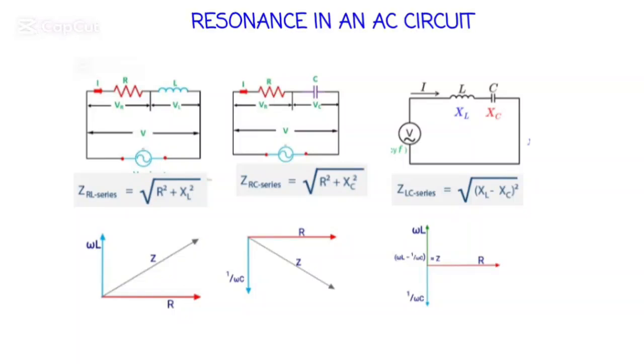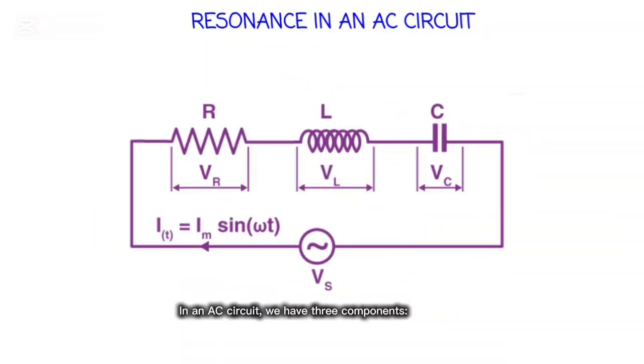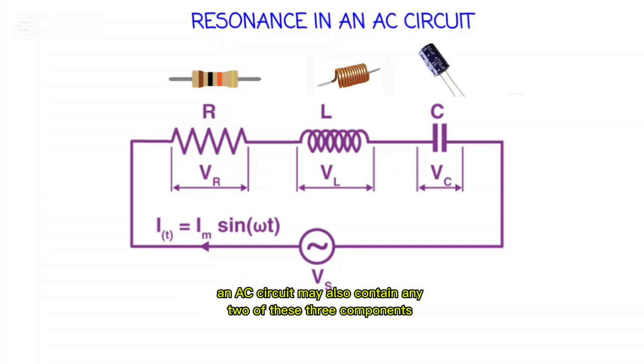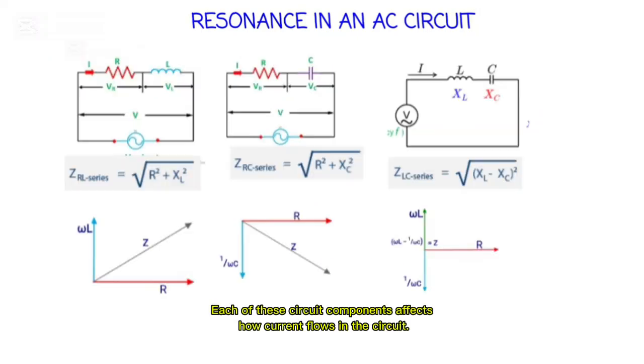Hello students, today we are going to understand a very important concept in physics, resonance in an AC circuit. In an AC circuit, we have three components, a resistor, an inductor, and a capacitor. An AC circuit may also contain any two of these three components connected in series as shown. Each of these circuit components affects how current flows in the circuit.